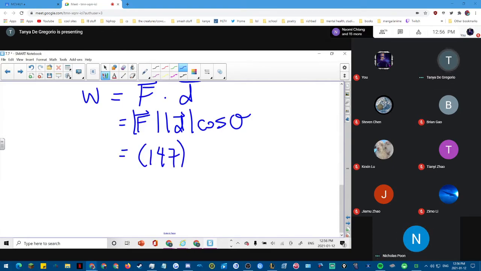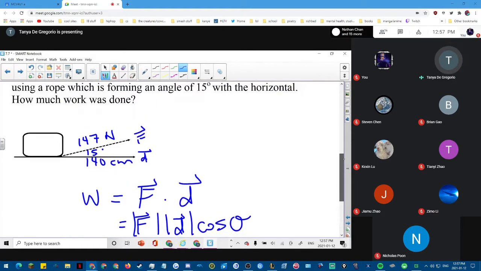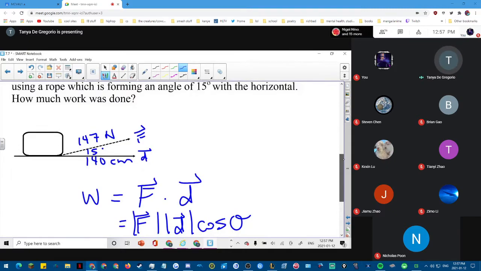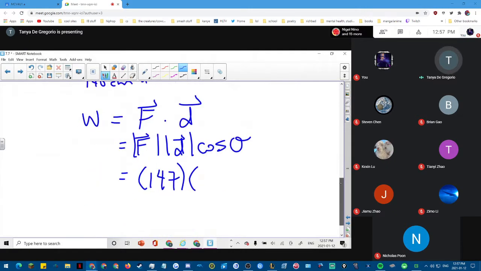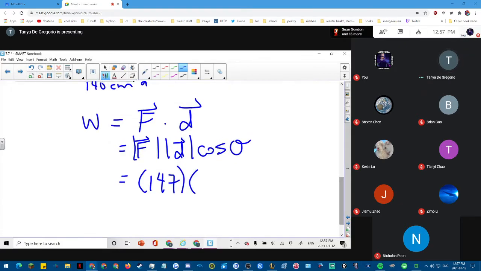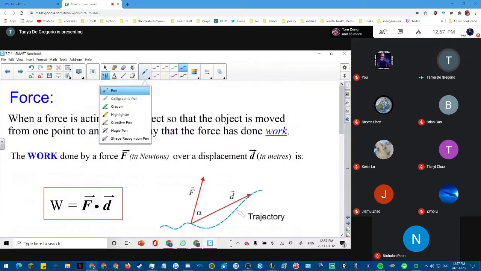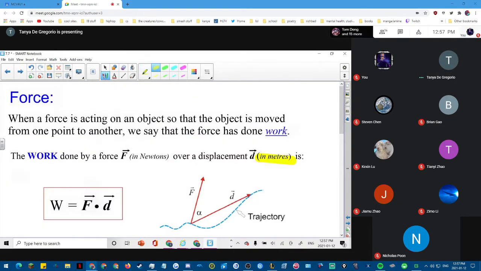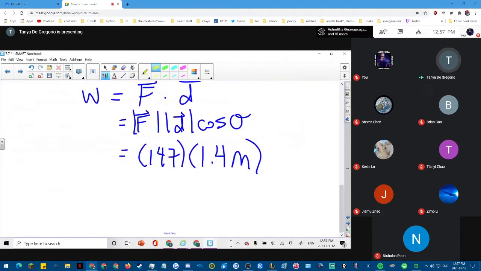Do we have to convert the centimeters to meters? You do. Very good. Excellent. So our displacement is 140 centimeters, but we need it to be in meters. And so what is the equivalent? 1.4 meters. Excellent. And I'll highlight that above because I didn't. Displacement in meters, force in newtons. And that's why they're called Newton meters. Okay. But we use joules. Yes? Okay.